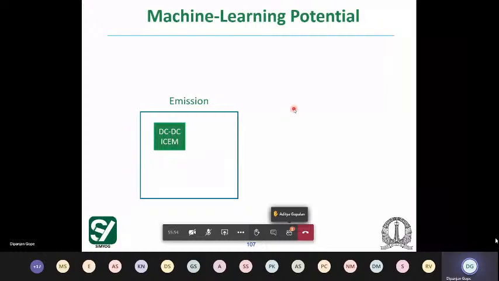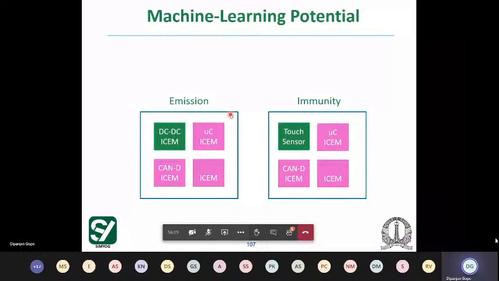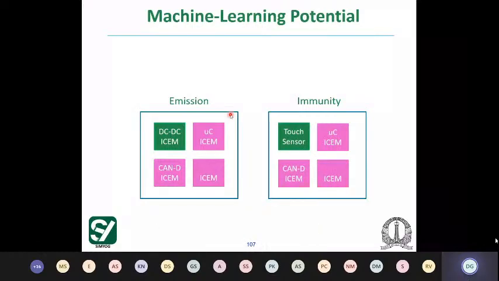I think the industry will love this if we are able to solve this problem of pre-prototype EMC. Today we have done DC-DC converters, some PMICs in ICEM in the emission domain, right? So there are a lot more ICs, right? Microcontrollers, CAN drivers, and other ICs that can go through the same process. And then you look at immunity, right? And there are several such models that are necessary.